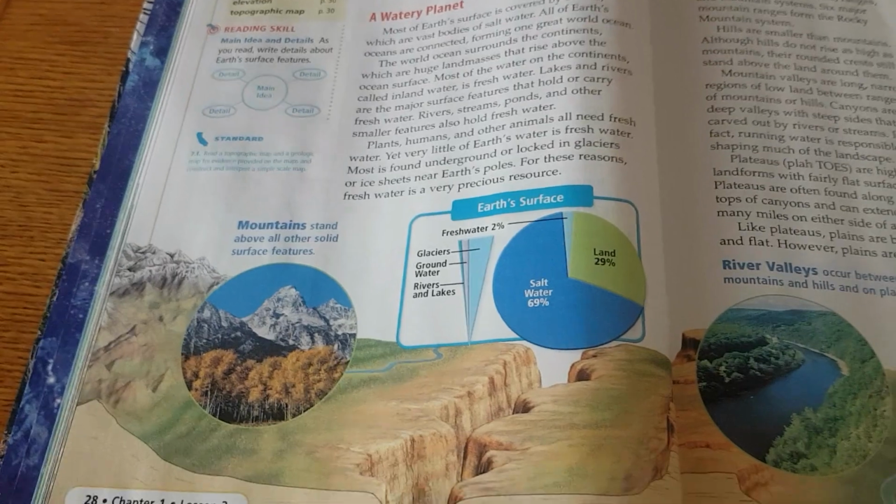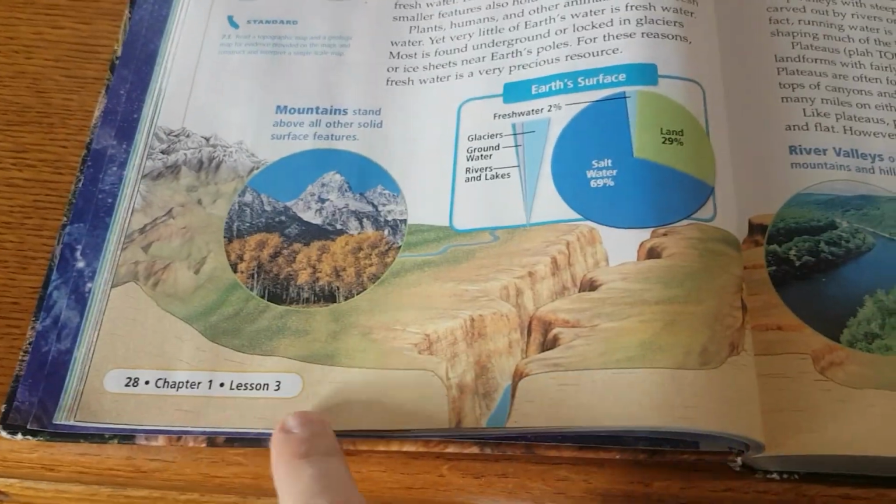And this is a picture of Half Dome. It's a famous place in California where people like to go hiking and climbing. All right, let's turn to page 28, Chapter 1.